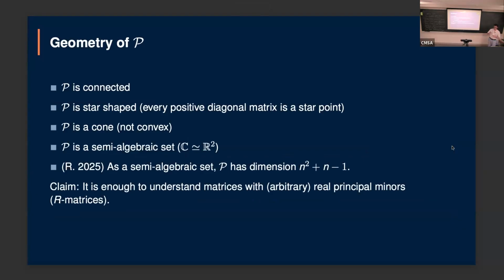Now I want to relax the conditions a little more, from having your principal minors be non-negative to just being real, which is still maybe a little surprising given complex entries. And for reasons I don't want to get into, it's actually not that different to study real versus non-negative principal minors. The reason I want to do this is because these things form a variety, so I get access to the tools of algebraic geometry.